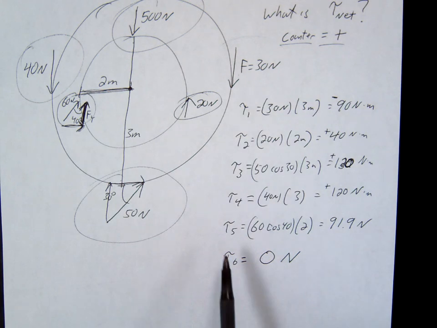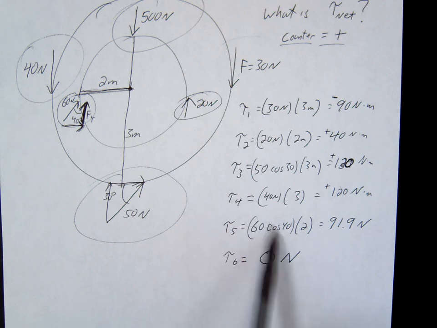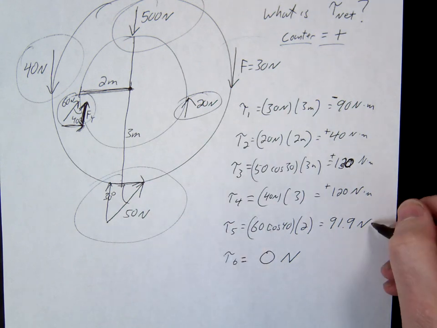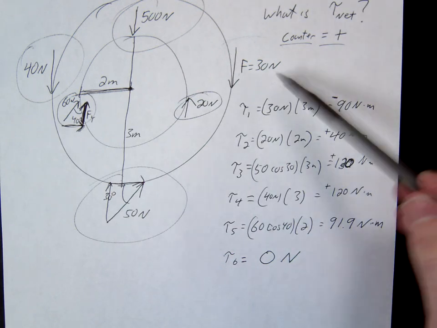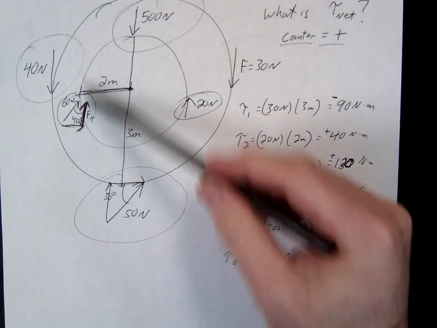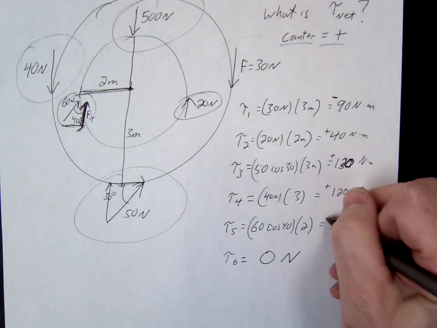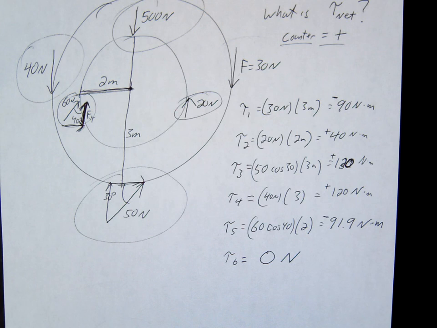I think I have one mistake. Where's that? I have one mistake in torque 5. Newton meters. Okay, I have 2 mistakes in number 5. What's the other mistake? The direction, right. So we're defining clockwise to be negative, so I do want to make sure that this is opposite of the counter direction. So that should be negative 91.9.